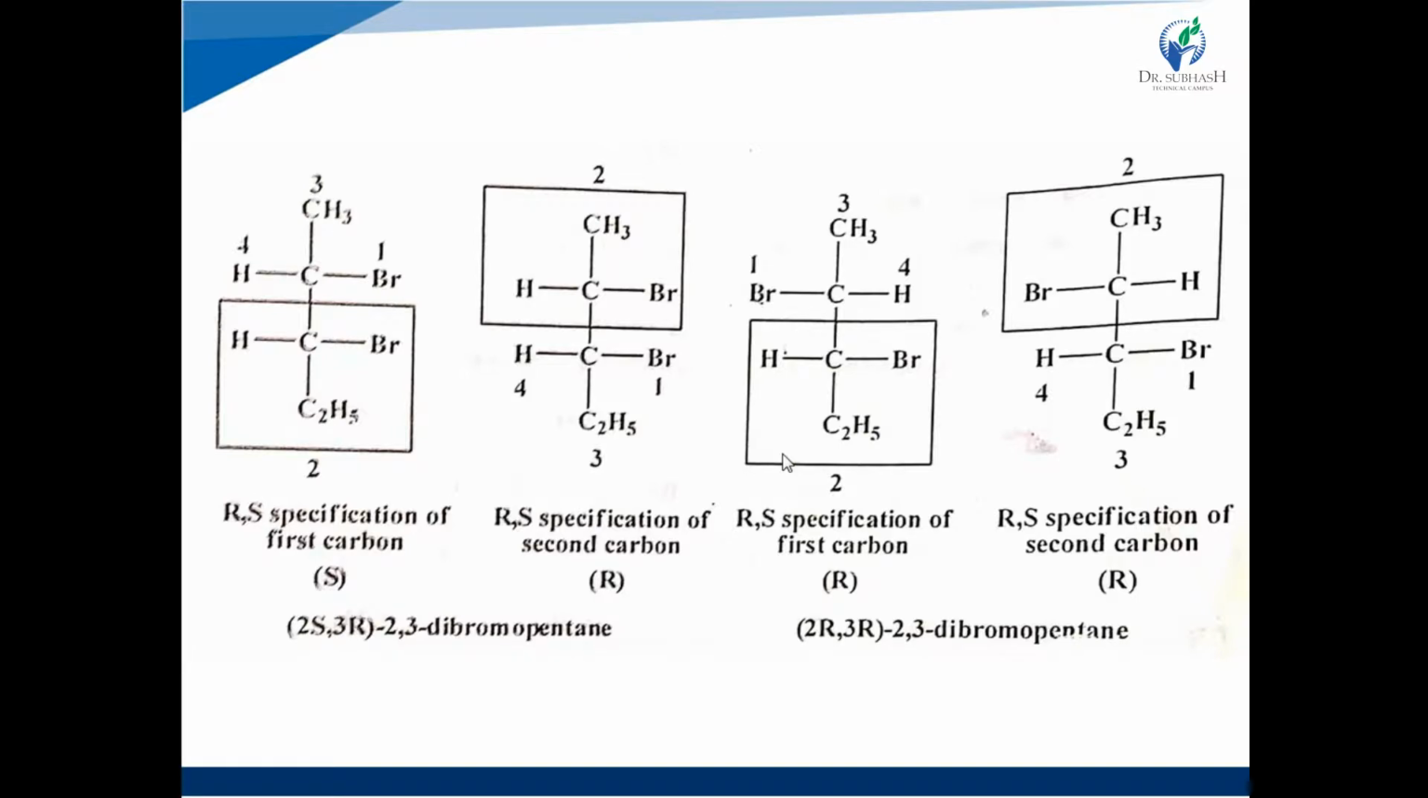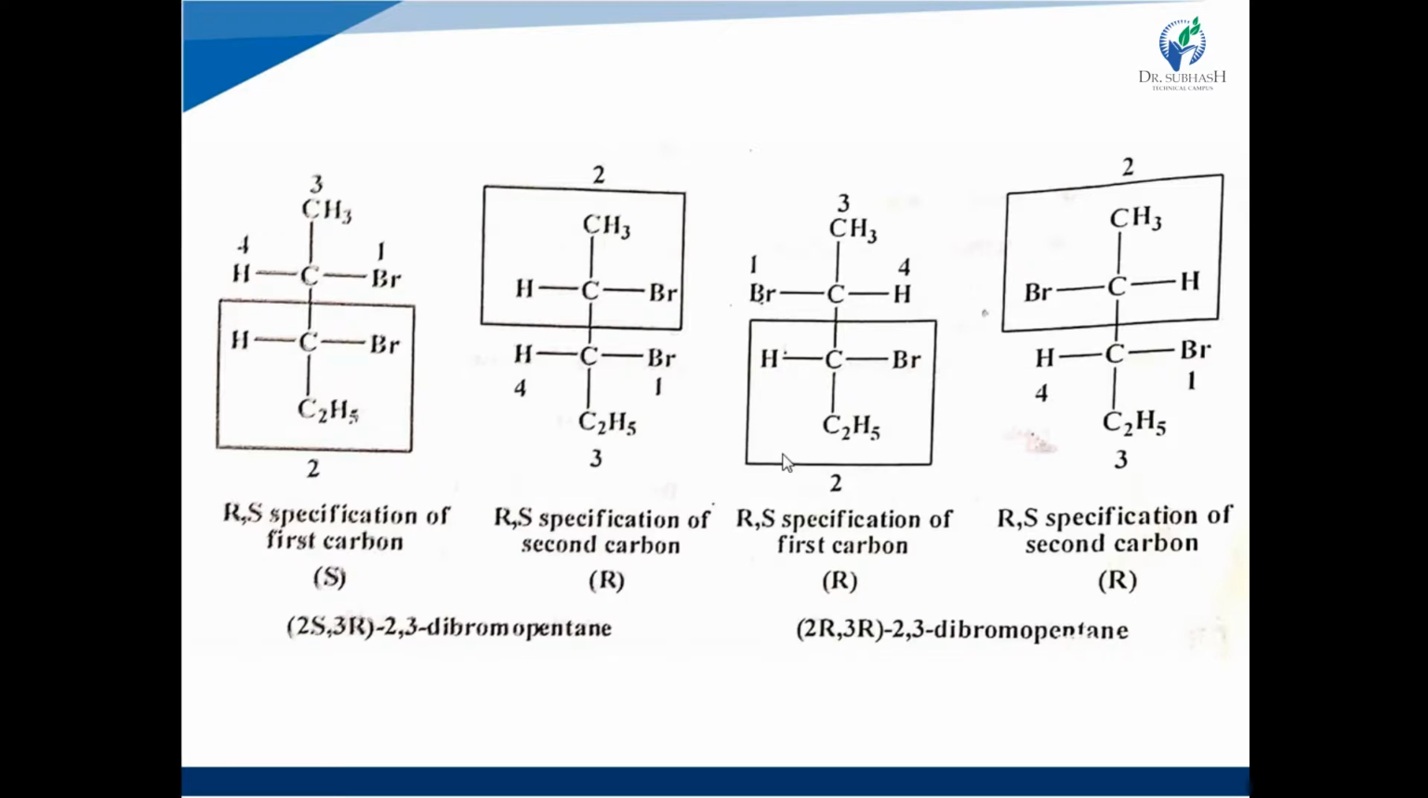For the third carbon configuration, first is bromine, second is this whole group directly attached to the carbon atom, and third is the ethyl group, right? So when we connect these 3 atoms by drawing an arrow, the arrow is anti-clockwise, left side. So it should be S configuration, but here also the lowest priority group is on the horizontal line, that's why the configuration is changed and it becomes R configuration, right? So this enantiomer is nomenclatured as 2S 3R 2,3-dibromopentane, right?